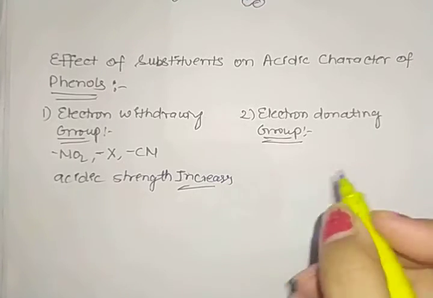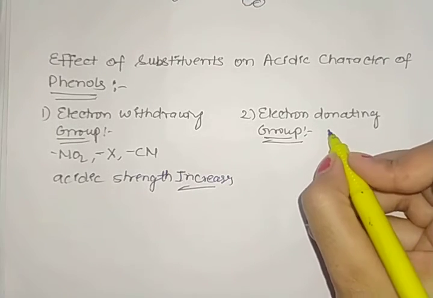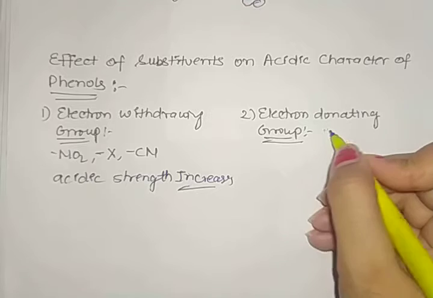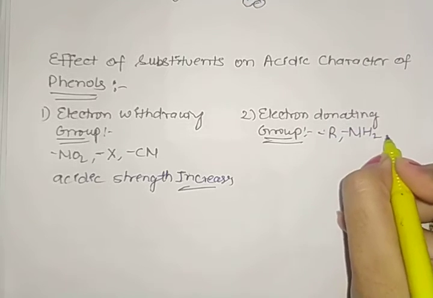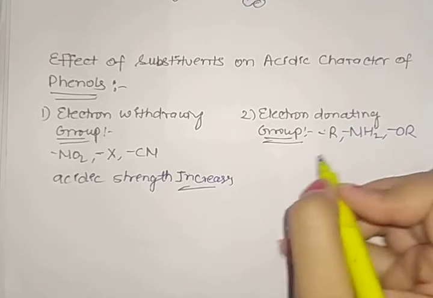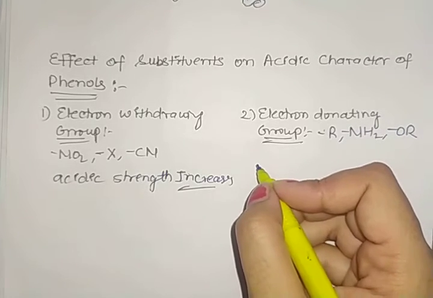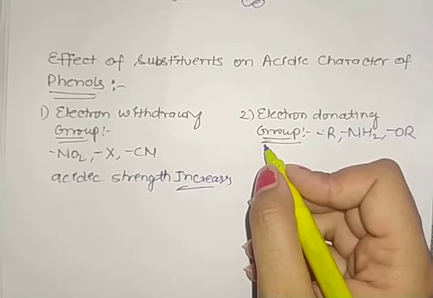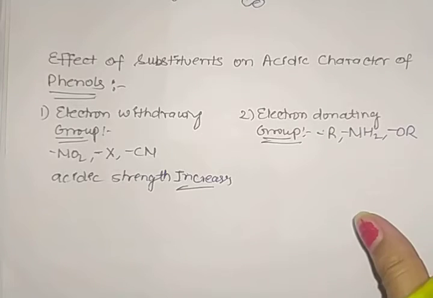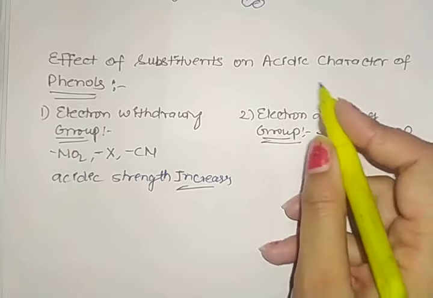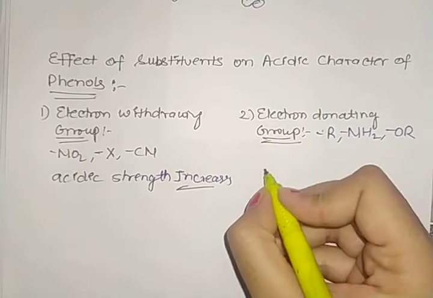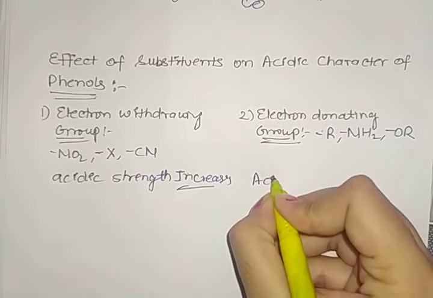Electron donating groups like alkyl, we can take R, or NH2, or we can take alkoxy. These are electron donating groups. When these are attached to the benzene ring, what do they do? They will destabilize the phenoxide ion. When they destabilize the phenoxide ion, that means acidic strength decreases. Clear?